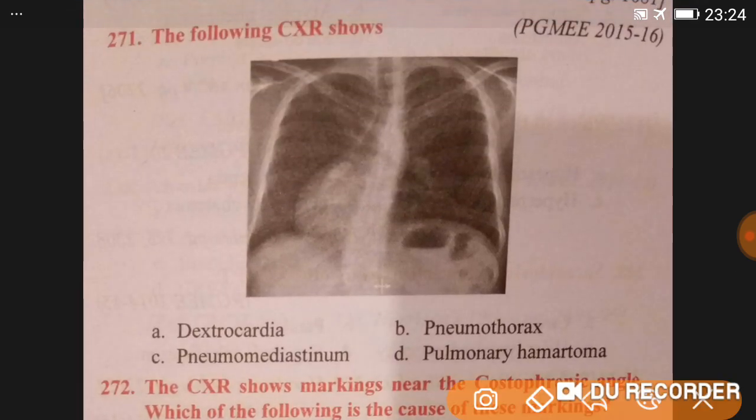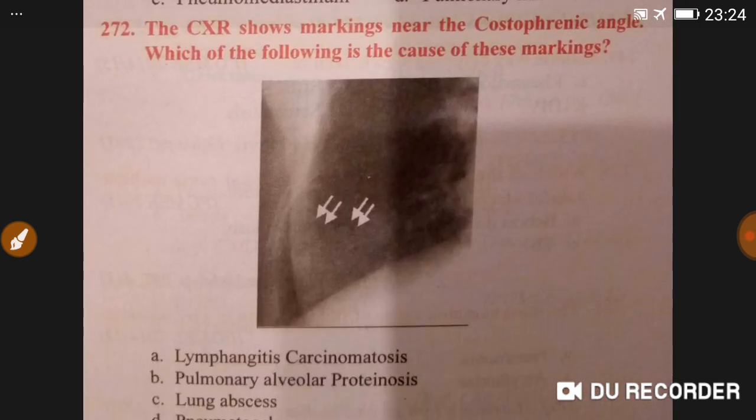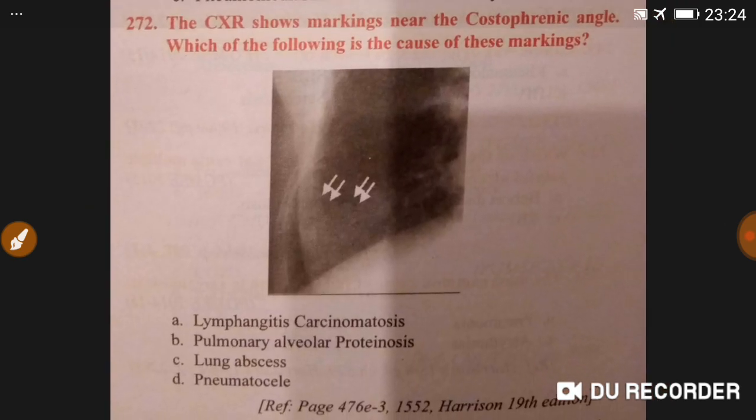Discuss individually. The following chest X-ray shows, what is this? This is the heart. On which side? This is on the right side. So this is known as dextrocardia. We see a right-sided heart where? Kartagener syndrome. Situs inversus and sinusitis. Situs inversus means right-sided heart and right-sided organs.